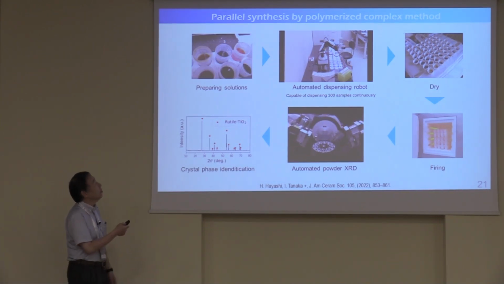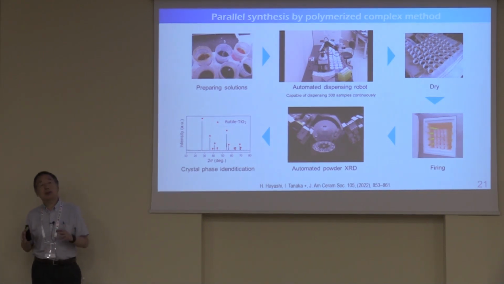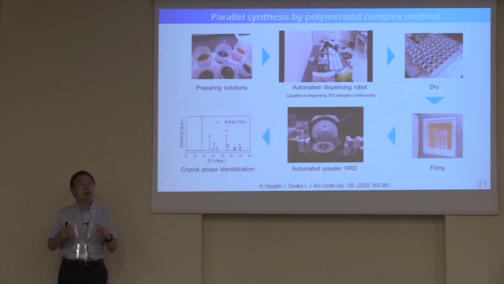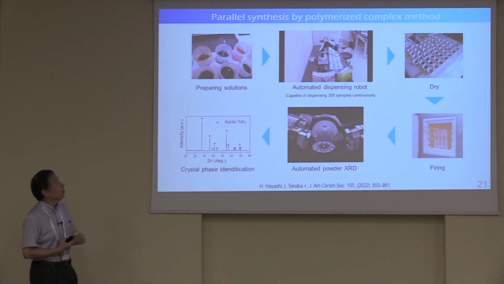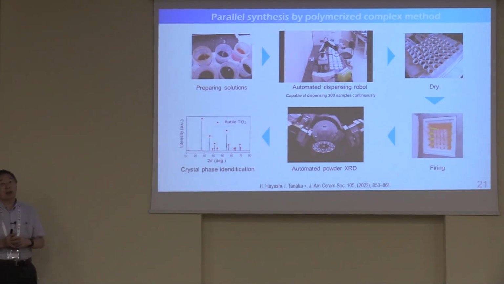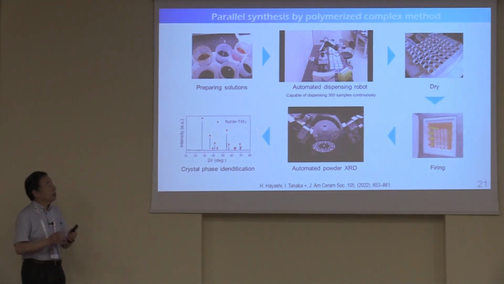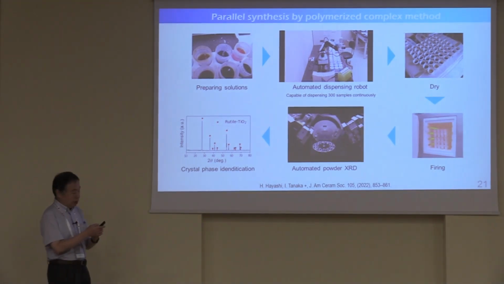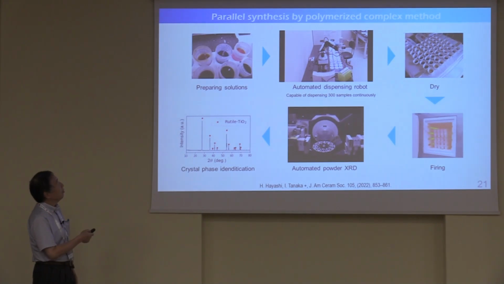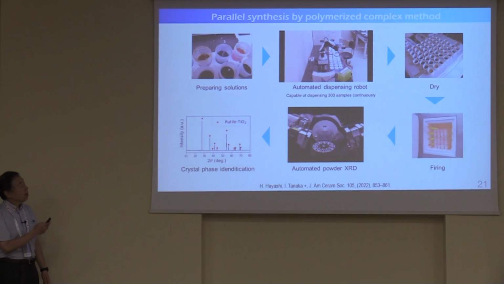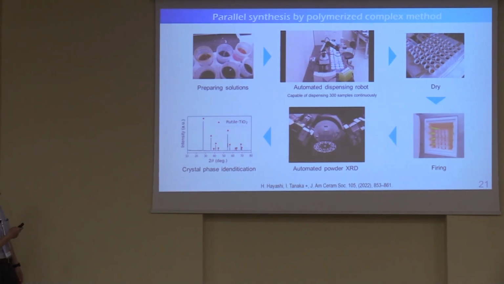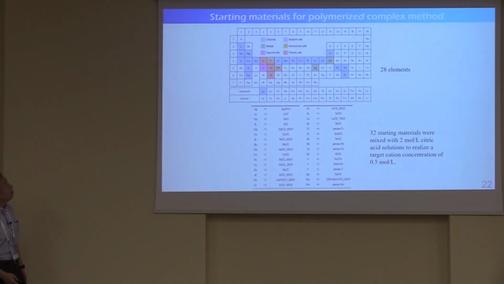So we use not only the polymerized complex method, because this is some kind of special technique. This is quite universal, but for some purposes it is not very useful. And sometimes the very traditional powder mixing method works better. So this is just an example of a polymerized complex experiment. But let me explain with this method.